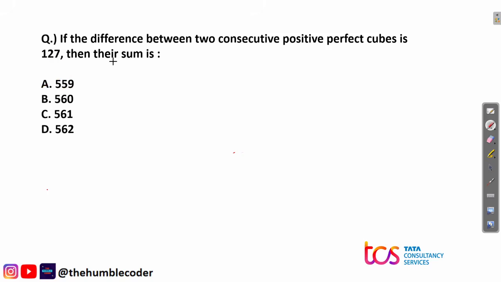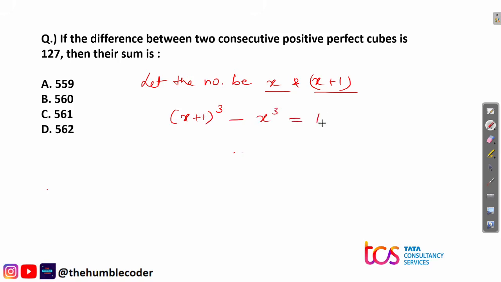Now the other method I was talking about is, whenever you get this kind of consecutive numbers question, you can take the two numbers as, let the numbers be x and x plus 1, right? So these are two numbers. Now you can create an equation with this. It is said that the difference between two positive consecutive perfect cubes is 127. So the number which comes first is x, and the number which comes afterwards is x plus 1. So we can make an equation like this: (x plus 1) cube minus x cube, and the difference is 127.